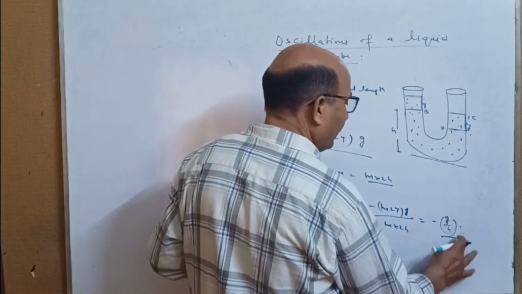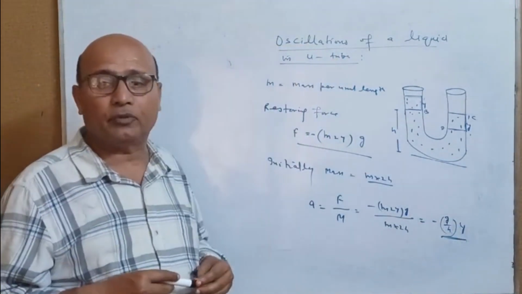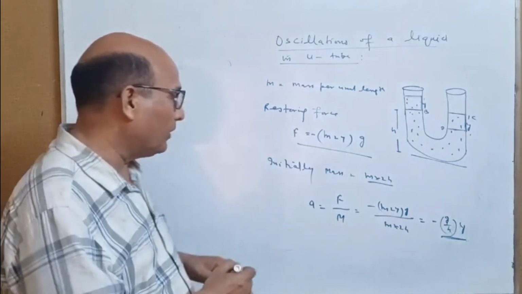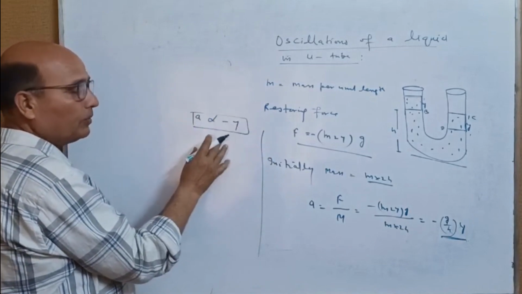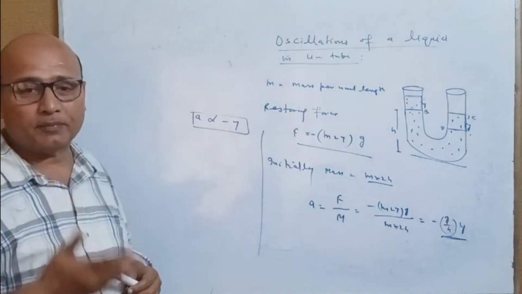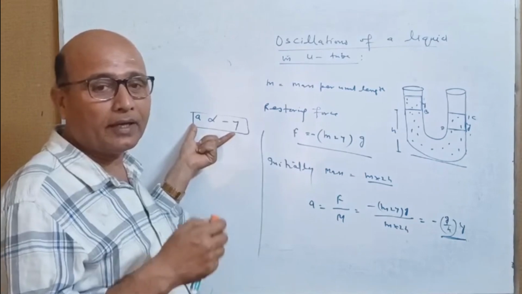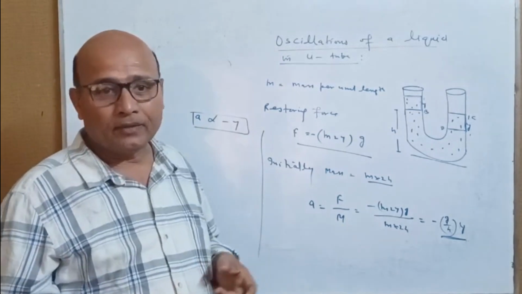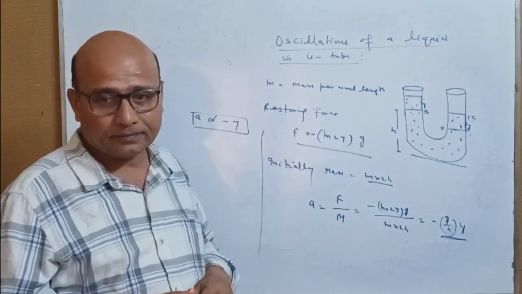You know why? Because y here is the variable. g is a constant value, and h is constant, because initially the liquid was filled up to the height of h. So h is a constant term, g is a constant acceleration, so we can write it this way. What we have learned from here is that acceleration is directly proportional to minus y. The minus sign shows that the acceleration is towards the mean position, and y shows the displacement. To prove SHM, we need to prove that acceleration is directly proportional to the negative displacement. Here we have proved exactly that. So the liquid filled in a U-tube has oscillation.